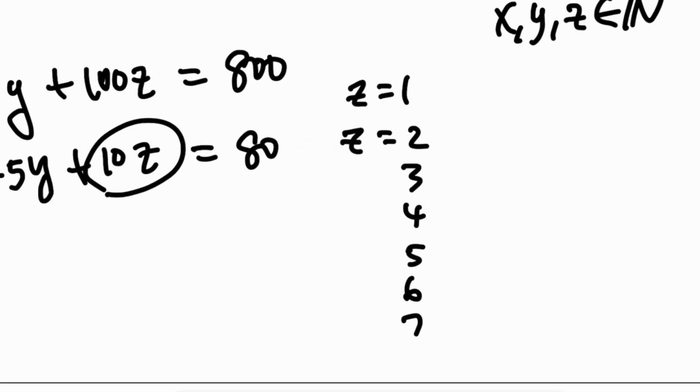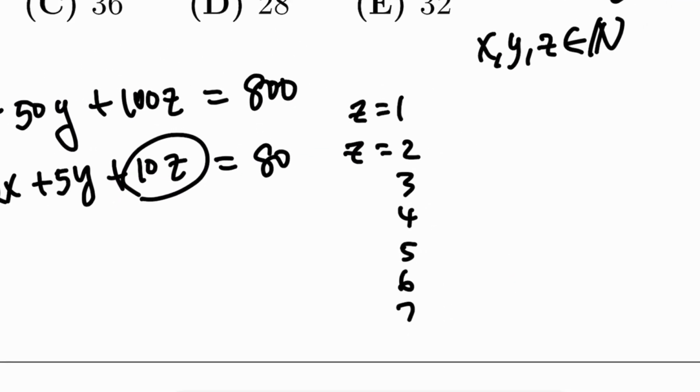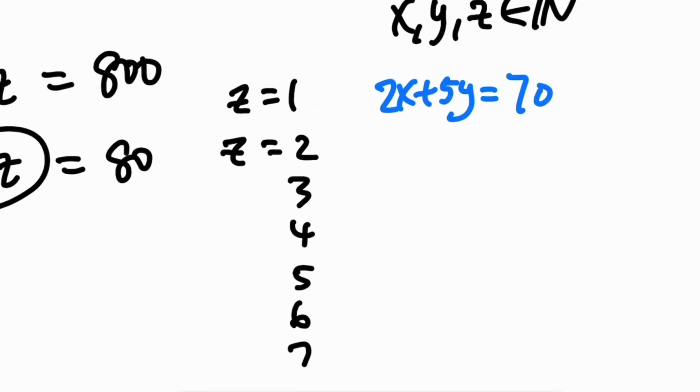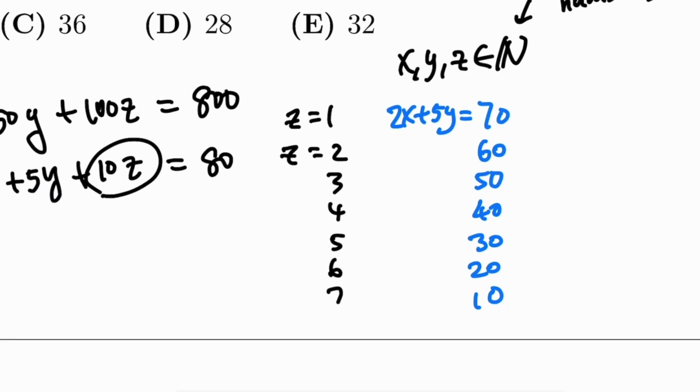And so after each Z, we have the amount we have left, so that's 2X plus 5Y. This is equal to 70 for Z equals 1. For Z equals 2, that's 60. For Z equals 3, that's 50. For Z equals 4, that's 40. For Z equals 5, that's 30, 20, and 10. And we want 2X plus 5Y to be equal to that.